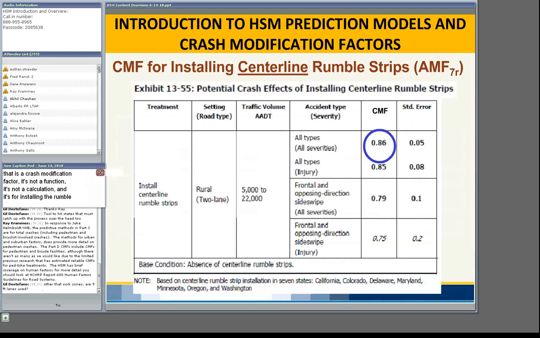Volume on the major road, which is the ADT subscript MAJ, and a function of the traffic volume on the minor road. Base conditions for rural two-lane intersection. In other words, that the intersections are 90 degrees to each other.